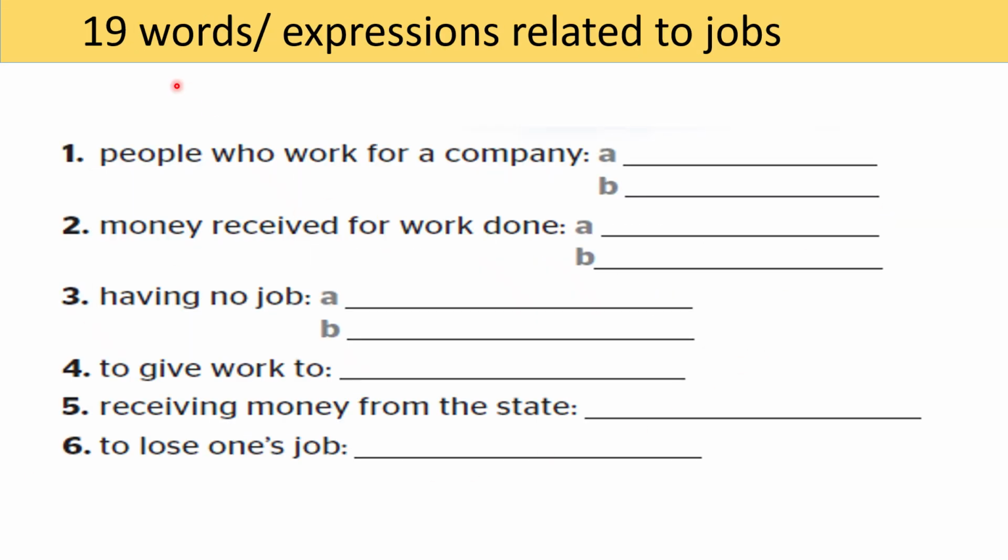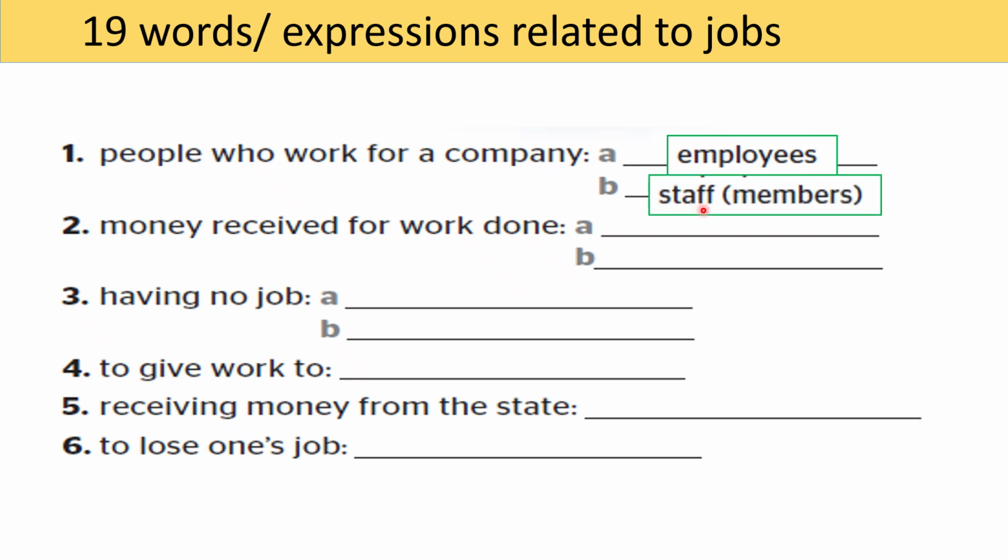Now, moving on to the 19 words or expressions related to jobs. We saw words like employees and staff, which mean people who work for a company. We also saw the words salary and wages, which is about the money received for work done. Salary is for a month. Wages is for a day or a week.